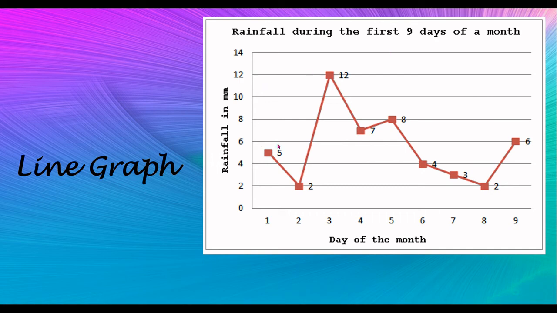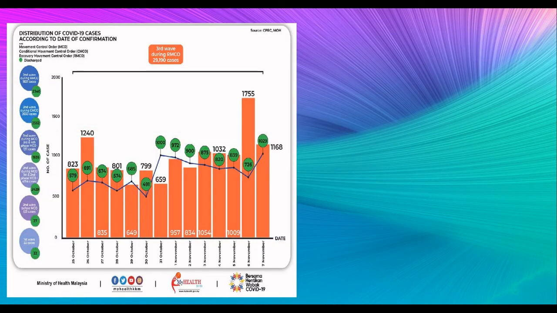Okay, now we look at this example. We still have the title on the top. Then the vertical axis is the number, and the horizontal axis is the category. Usually the category will involve day 1, day 2, day 3, or January, February, March, or 2010, 2011, 2012, and so on.